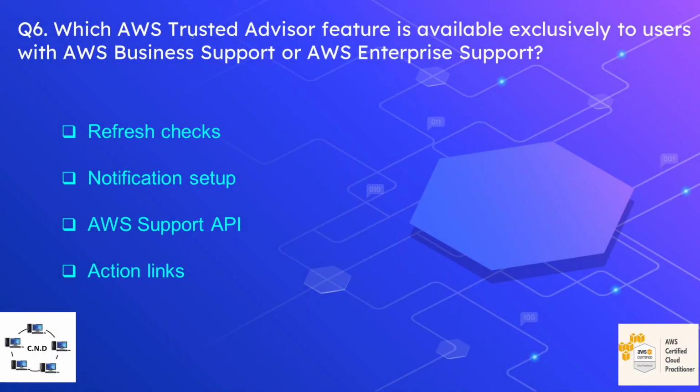Question number 6 is: which AWS Trusted Advisor feature is available exclusively to users with AWS Business Support or AWS Enterprise Support? The options are option A, refresh checks, option B, notification setup, option C, AWS Support API, and option D, action links. And the correct option is AWS Support API. This option is only available to AWS Business Support or Enterprise Support users, and that feature is of AWS Trusted Advisor.